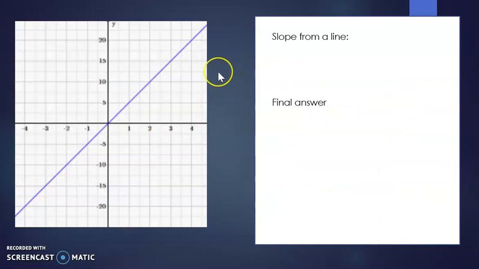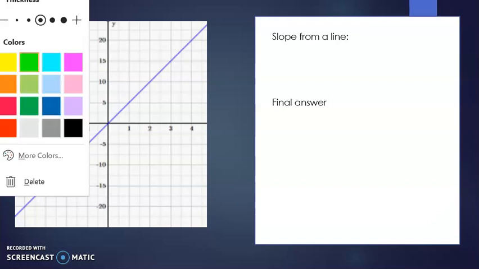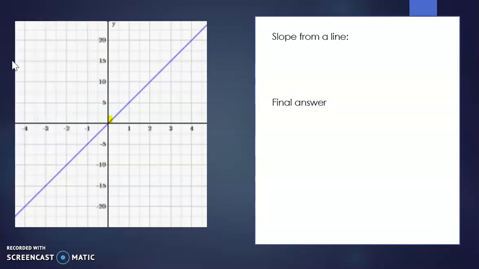Next is the slope from a line. You can pick any two points; usually you had dots. This time they're not going to give you the dots. I'm going to look for a crosshair. There's a crosshair and there's a crosshair. Pay attention to your scale. This is going up to 5 and over to 1. So the rise is 5 and the run is 1. So your final answer, the slope, is 5.